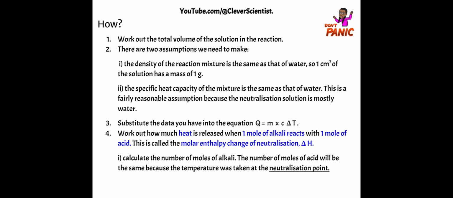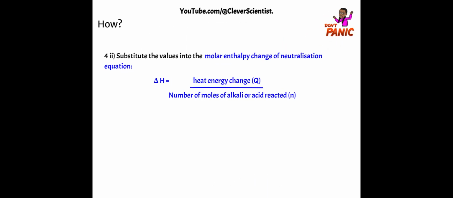So to do that, first we've got to work out the number of moles of alkali. And what we need to remember is that the moles of acid will be equal to the number of moles of alkali because the temperature was taken at the neutralisation point. Very important point for you to remember.